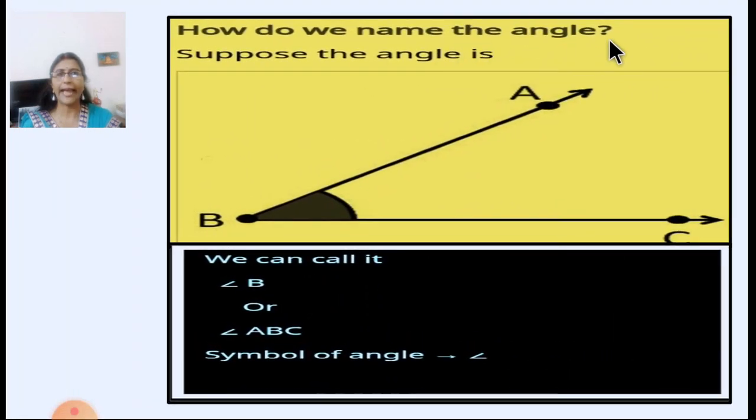How do we name the angle? This also we have learned. Suppose this is the angle with points A, B, and this is C. So how are you going to name it? You can call it angle B, this is the vertex point where both the rays are meeting, or angle ABC. This is the symbol we use for angle.